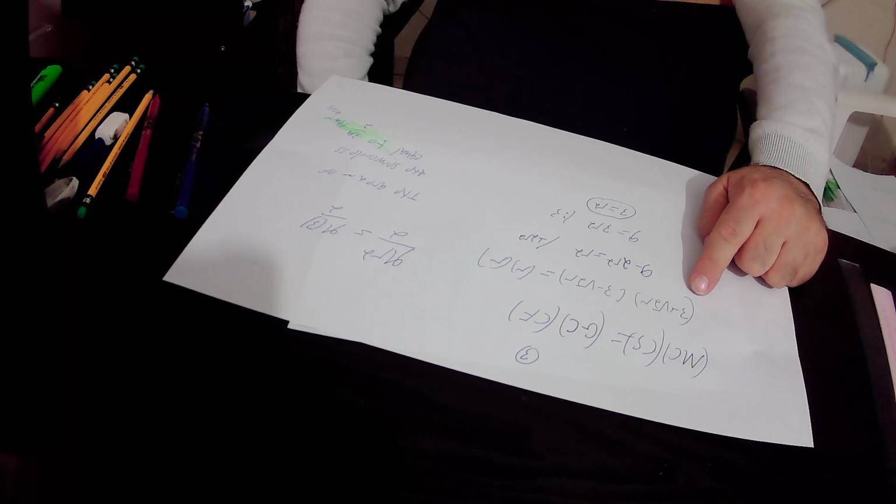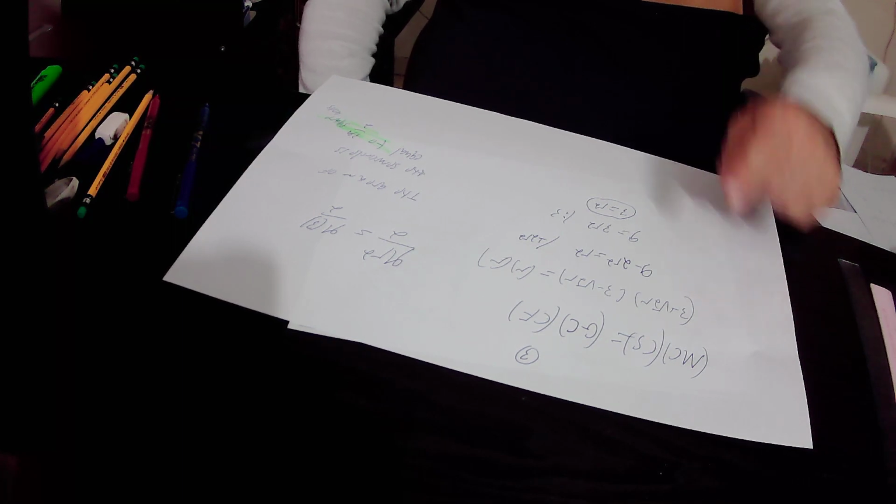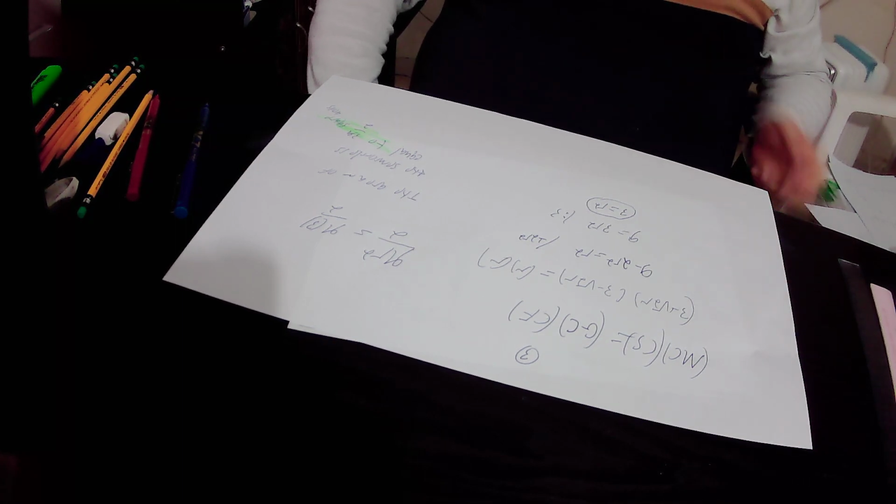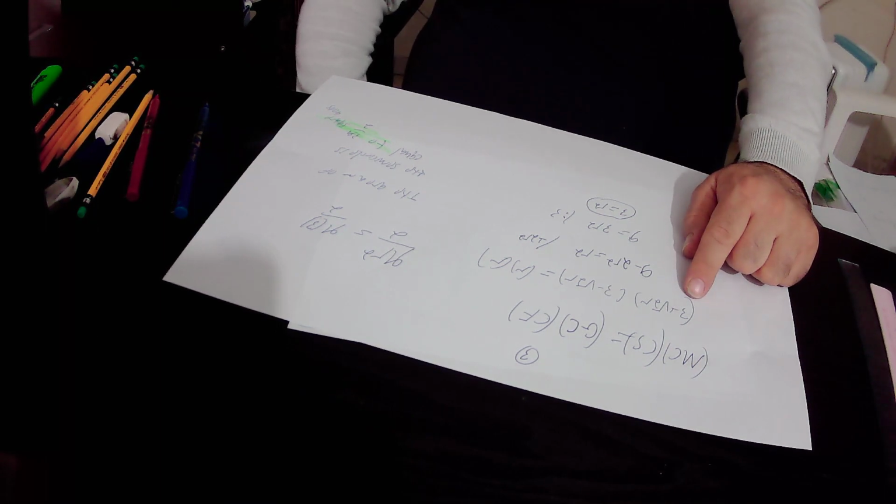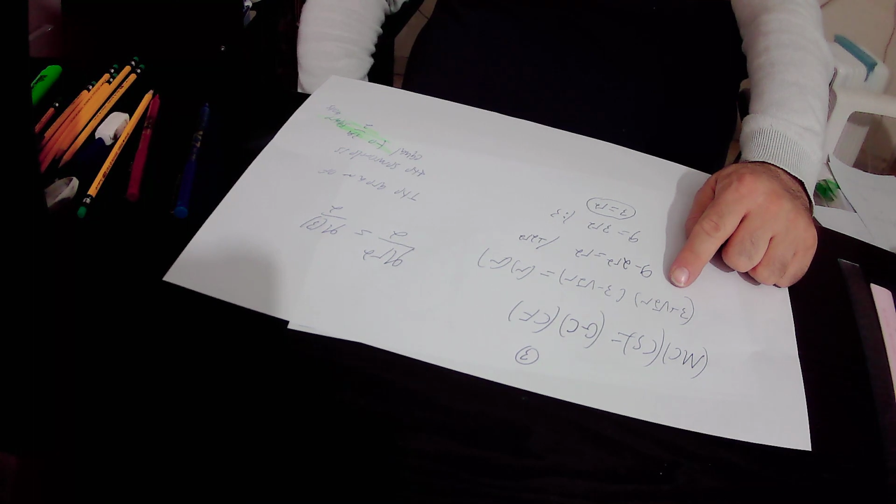3 plus square root of 2R times 3 minus square root of 2R, according to the algebraic identity that A plus B times A minus B equals A squared minus B squared. Here A is 3 and B is square root of 2R. So A squared is 3 squared, that is 9. B squared is square root of 2R squared.